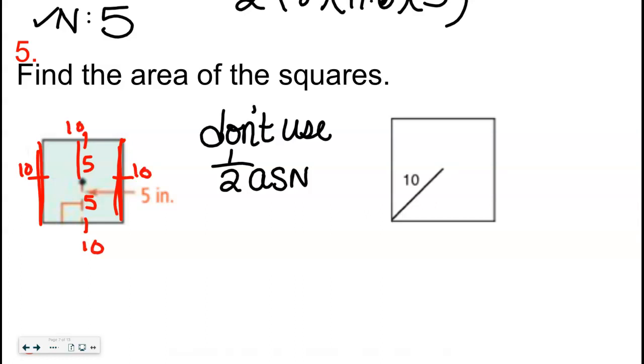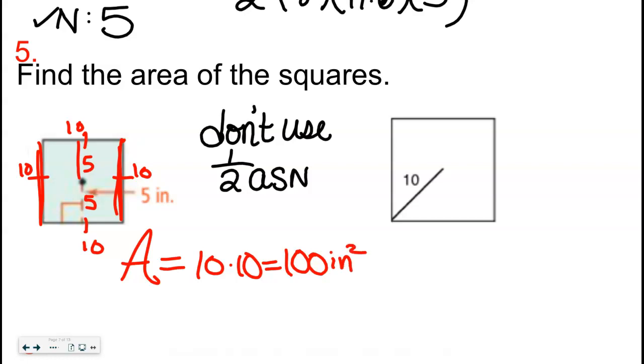So what do you think my shortcut's going to be if you're given the apothem? What's the old way of finding the area of a square? Area equals, go ahead and tell me, Ike. Base times height. And they're the same. So you just go 10 times 10. So that's going to be my shortcut for you. And I'll put the inches squared on there. If you're given the apothem on a square.